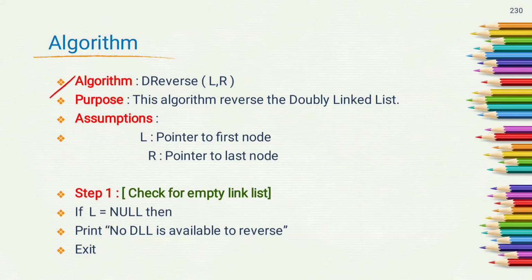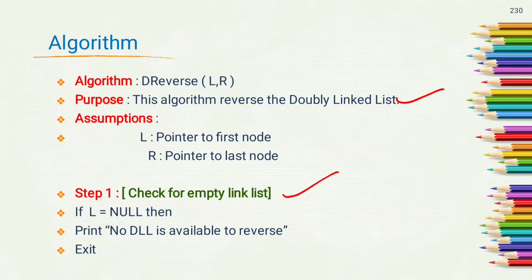Next is algorithm. First we have to write algorithm colon, then D reverse, that means we are reversing a doubly linked list. Parameters we required are L and R. L is pointer to first node and R is pointer to last node. Purpose of this algorithm is this algorithm reverses the doubly linked list.